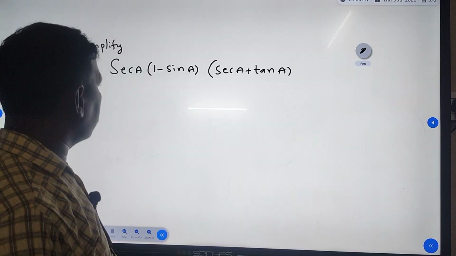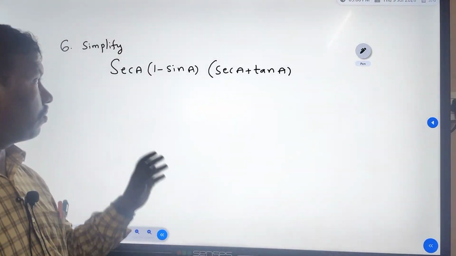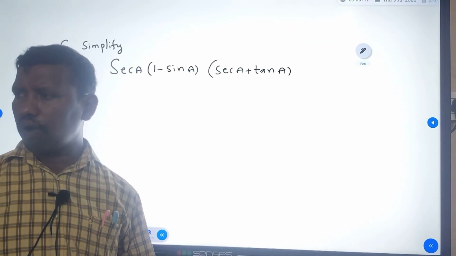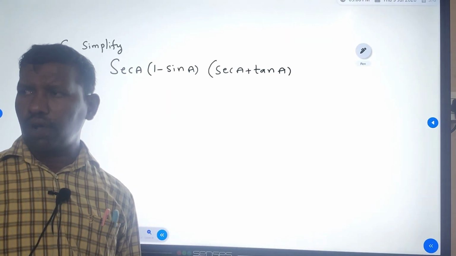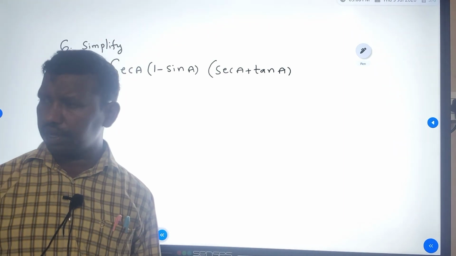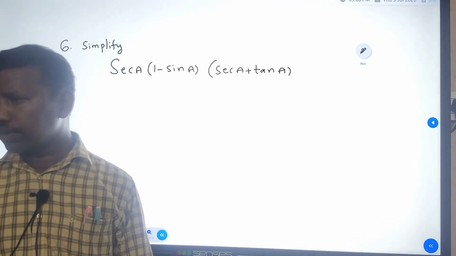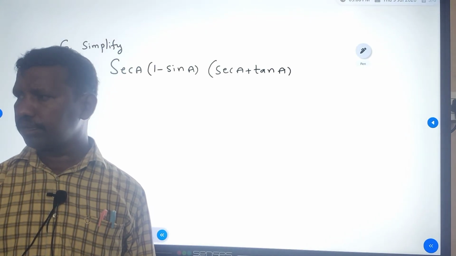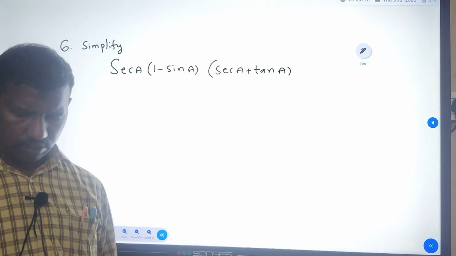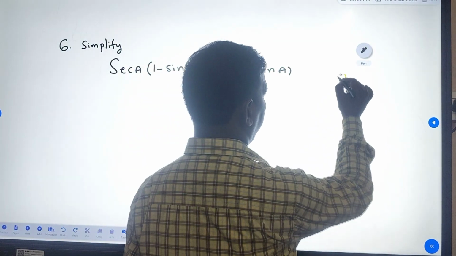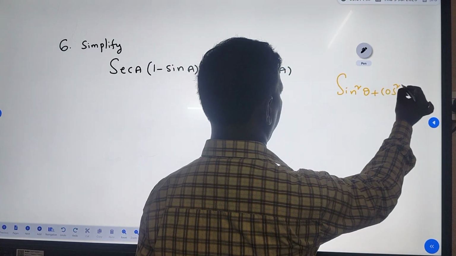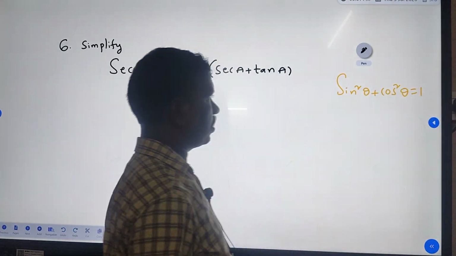Yes, question number 6. Simplify sec A into 1 minus sin A into sec A plus tan A. So what is the first identity? Do you know the first identity? Sin square theta plus cos square theta is equal to 1. Very good. This is the first identity.